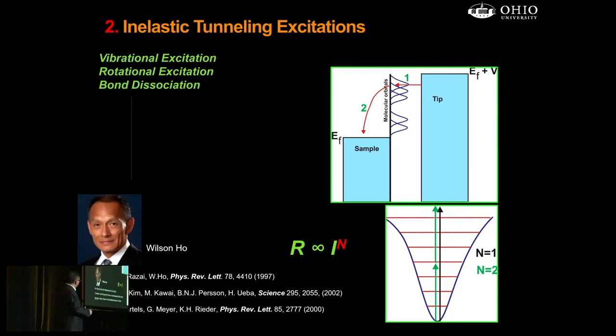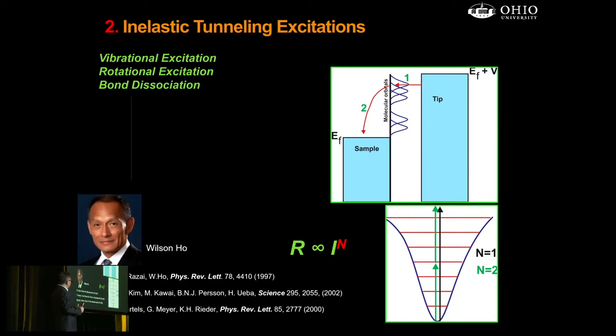The process works as follows. We inject electrons, and the electrons are captured in the unoccupied orbitals of the molecule. At that point, you transfer the energy. Then the molecule uses that energy, and one of those things could happen. And this, we want to use for molecular machines.